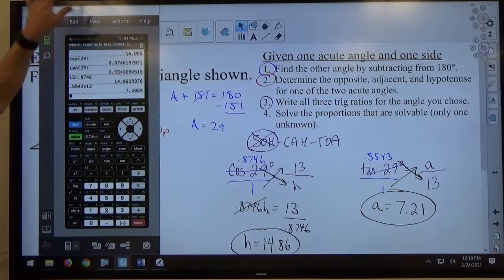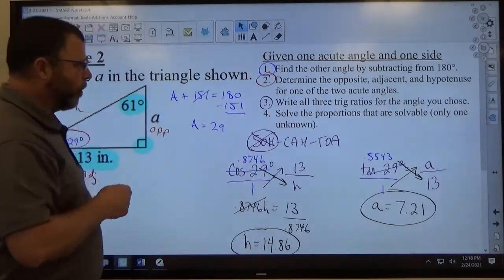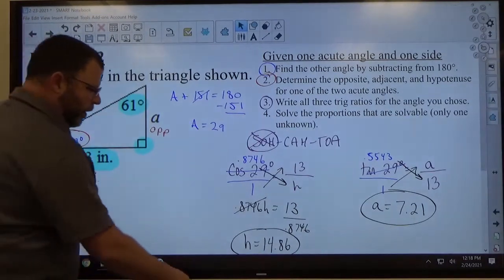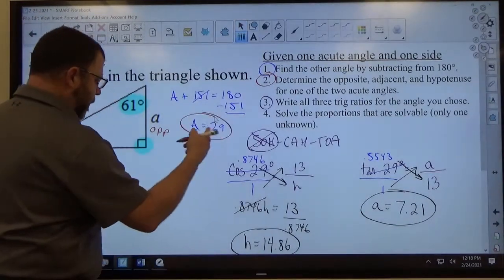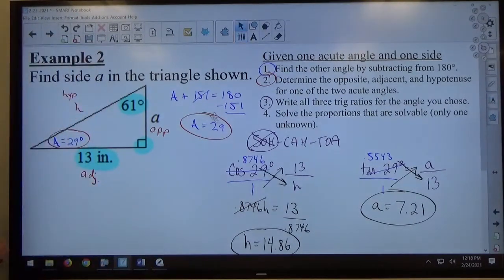So, once again, the task was find A equals 7.21, but again, I'd like you to go ahead and find everything. So, 29 degrees is the other angle, and find both other sides. That's what I'd like you to do. Follow the step-by-step process here, get good at finding all the missing parts of a right triangle.